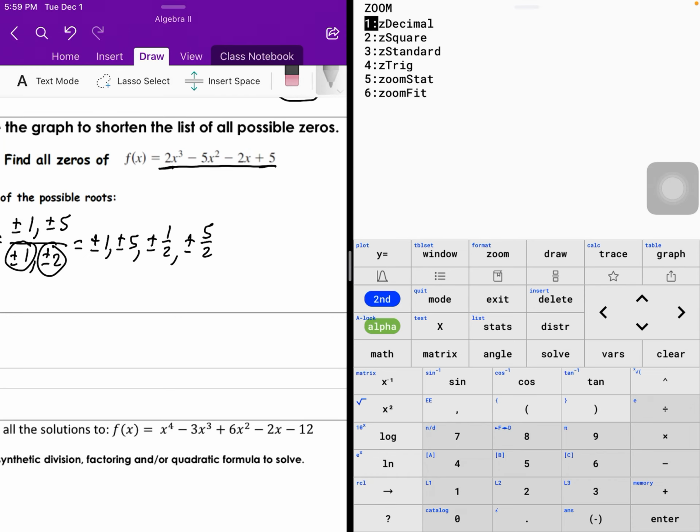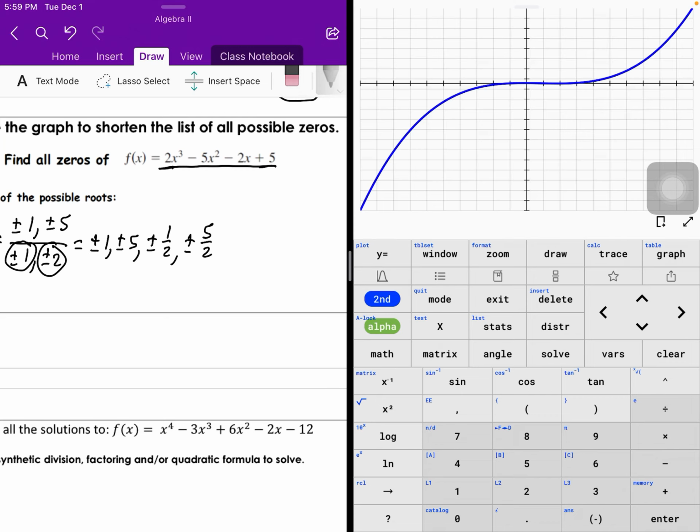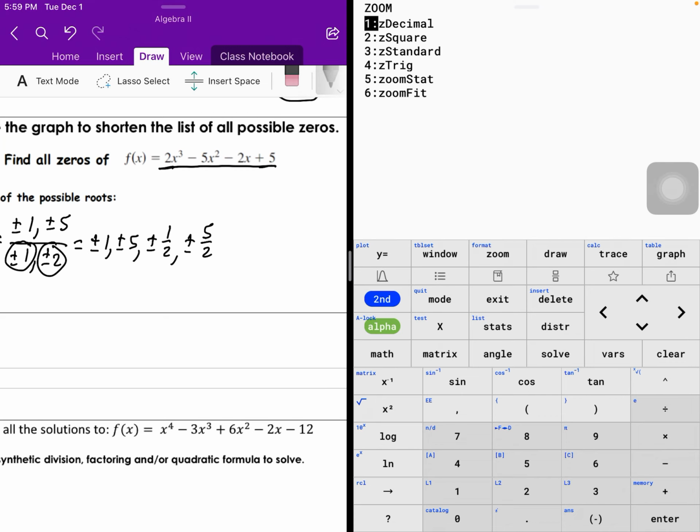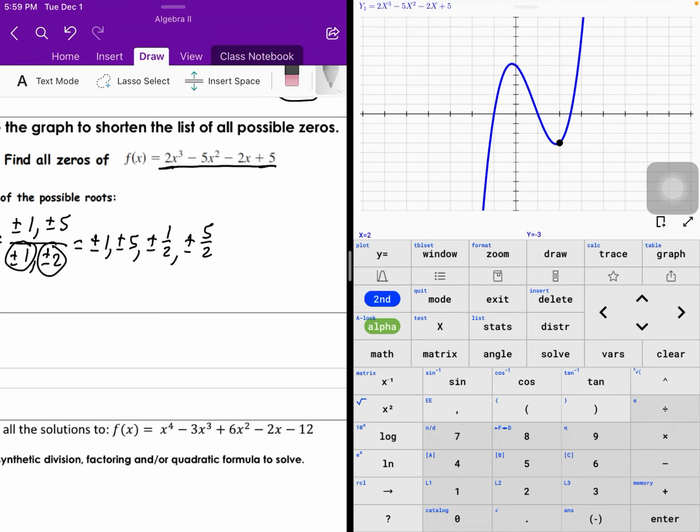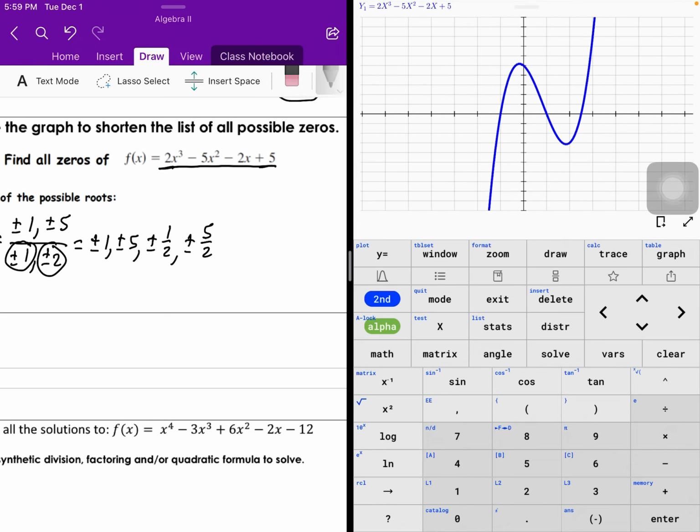And now we want to hit zoom. Let's hit zoom fit and see if that works. No, we might have to hit zoom standard for this one. Yeah, zoom standard is what we're usually going to use, because that gives us a 10 by 10, which is a typical coordinate grid. Now this one is pretty nice because we can see the 3 solutions.